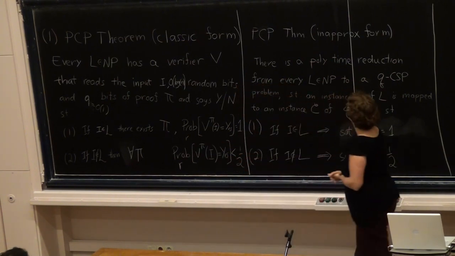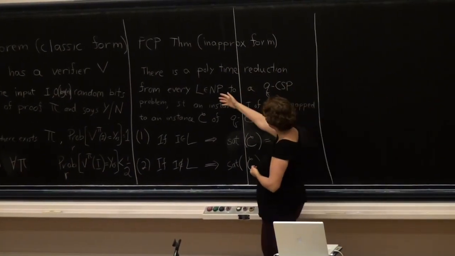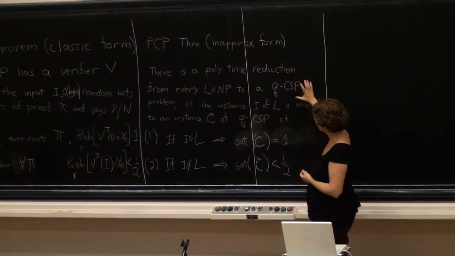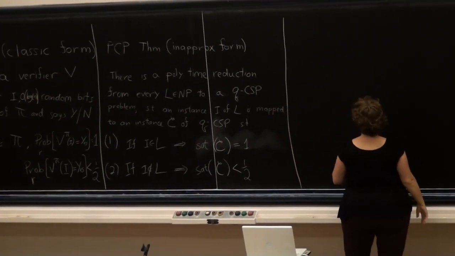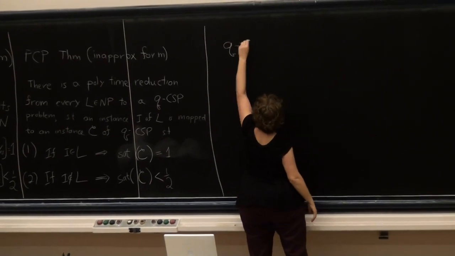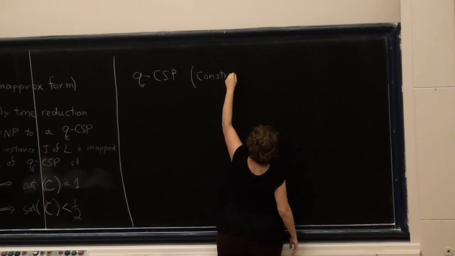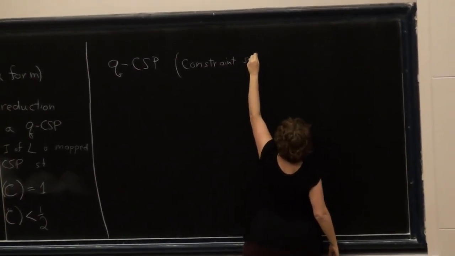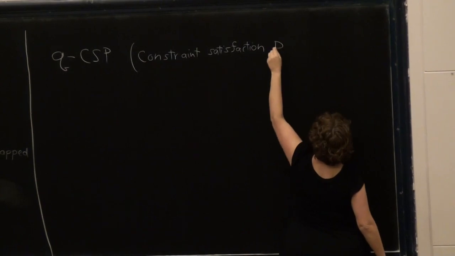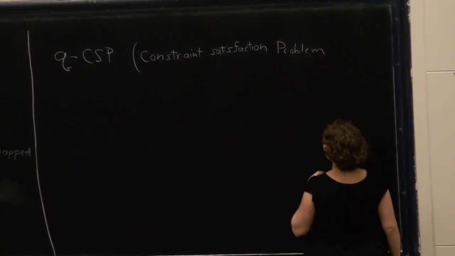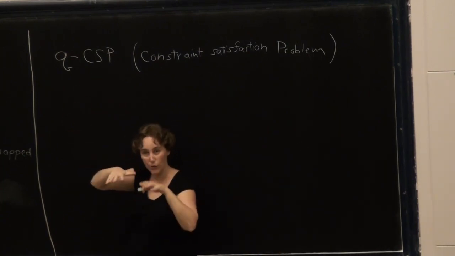And the equivalent form is just as an inapproximability result. It says there is a reduction from every language in NP to a constraint satisfaction problem. Before I continue this formulation, let's just formally write what a constraint satisfaction problem is. QCSP. CSP stands for constraint satisfaction problem. And Q stands for how many variables each constraint is looking at.